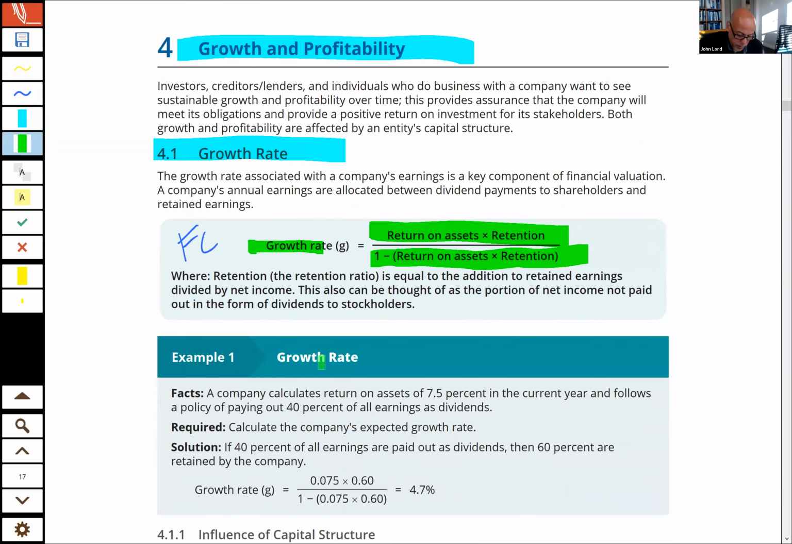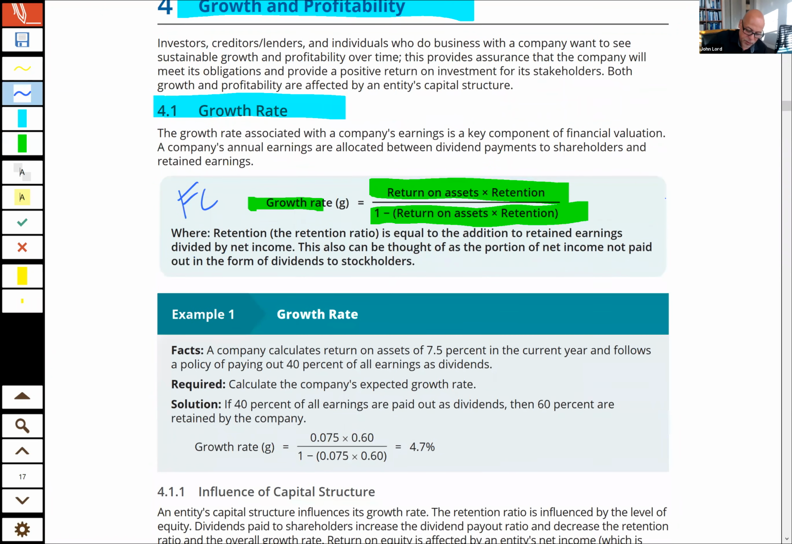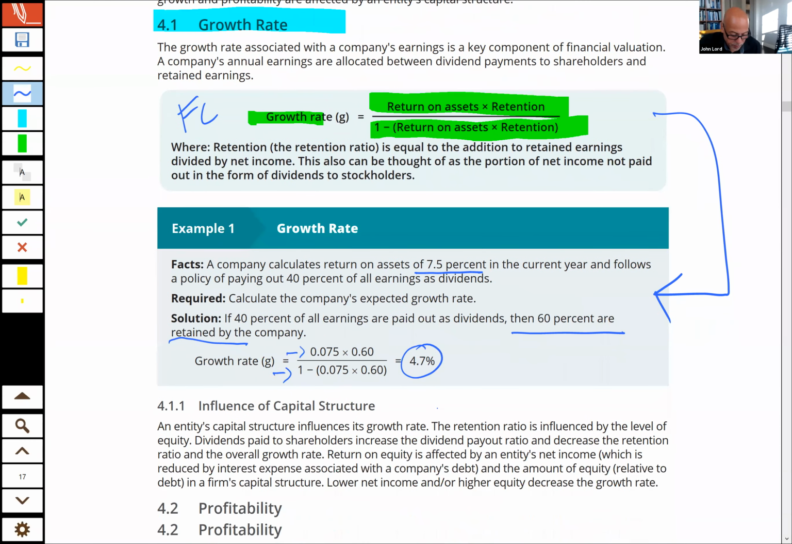And then you can go ahead and flashcard that, and you can see how that's applied to this question here, in that we have a retention rate of 60%, and we have a growth rate of 7.5, and then you simply apply those to the formula. That's your growth rate, 4.7% in this example.